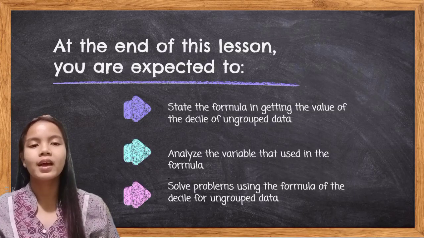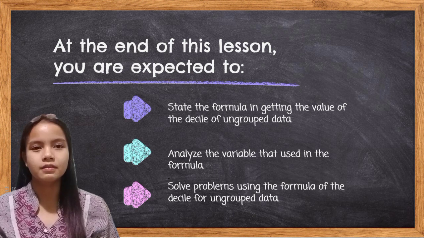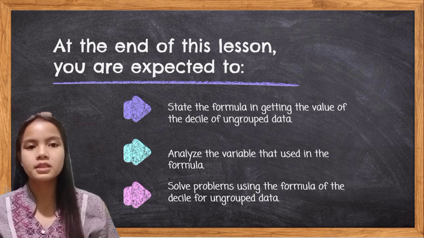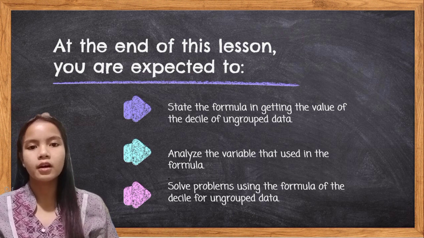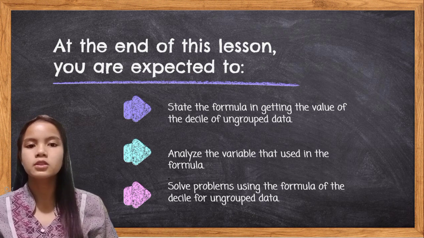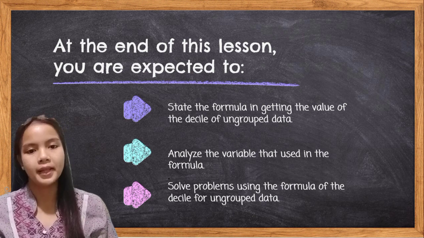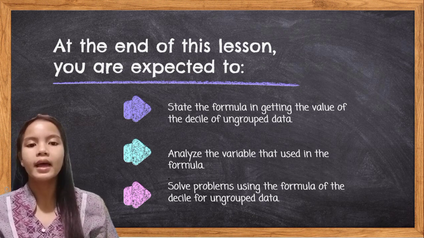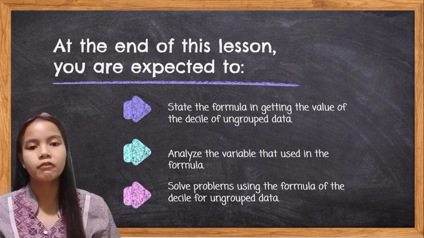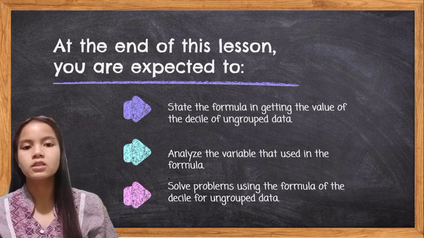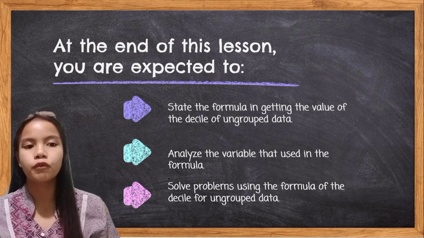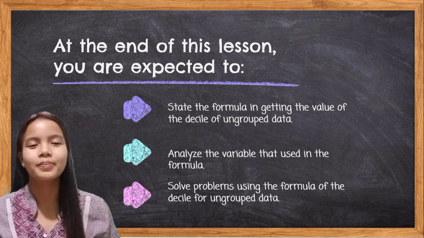For us to be guided in our lesson, let us first have our objectives. So at the end of this lesson, you are expected to first state the formula in getting the value of the decile of ungrouped data. Next is to analyze the variables used in the formula. And last is to solve problems using the formula of the decile for ungrouped data. So let's move on to our topic for this morning.